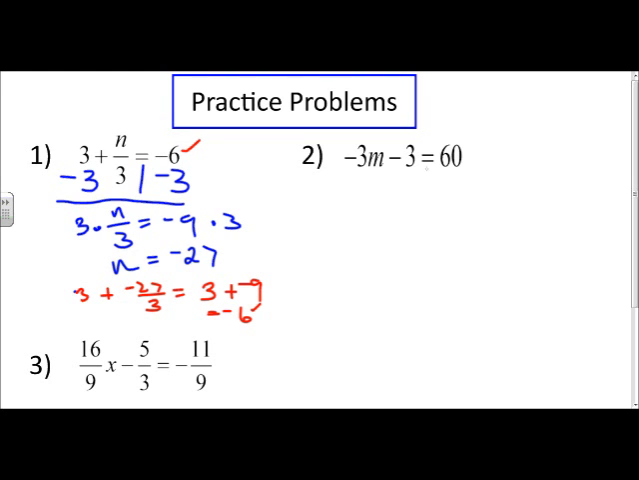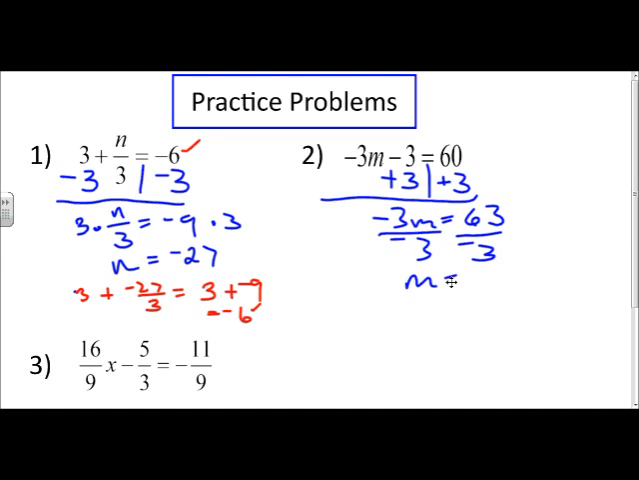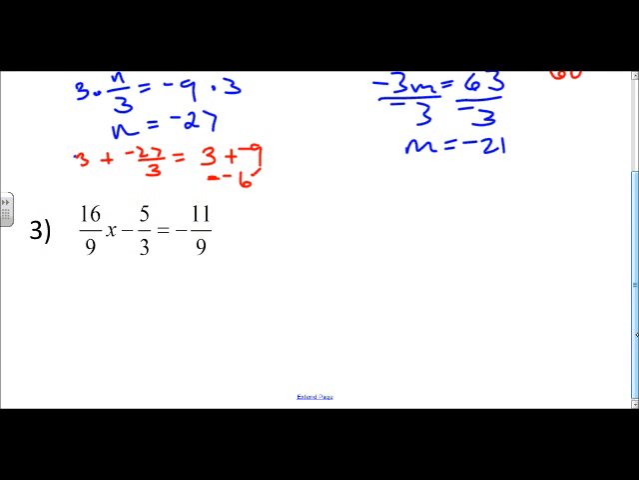My next example here, the negative 3 is my constant on the variable side. So I'm going to add 3 to both sides. Negative 3m equals 63. Divide both sides by the coefficient of negative 3. I get m is equal to negative 21. To check my work, I'm going to take negative 3 times m, which is negative 21, and I'm going to subtract 3. Negative 3 times negative 21 is positive 63. Minus 3 is 60.